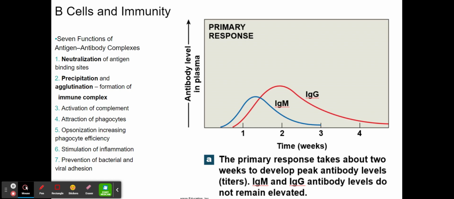4 is the attraction of phagocytes. Antigens covered with antibodies attract eosinophils, neutrophils, and macrophages. These phagocytize pathogens and destroy foreign or abnormal plasma membranes.